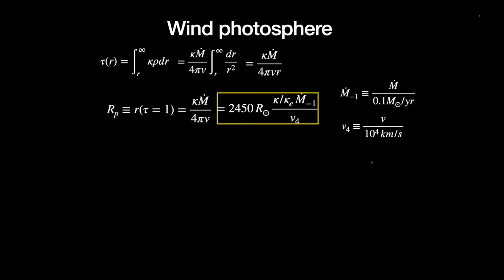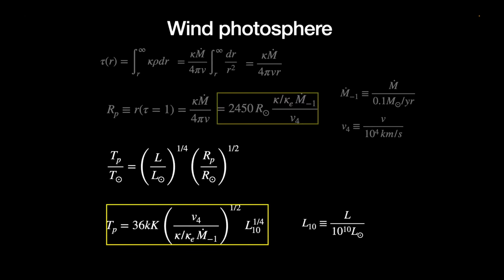And as Daniel mentioned earlier, this is many AU. One AU is about 215 solar radii, so this is about 100 AU. And it scales with those parameters, where mass loss rate is in units of 1/10 of a solar mass per year, and the flow speed is in units of 10,000 kilometers per second.